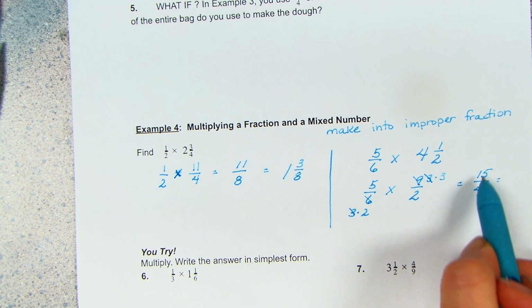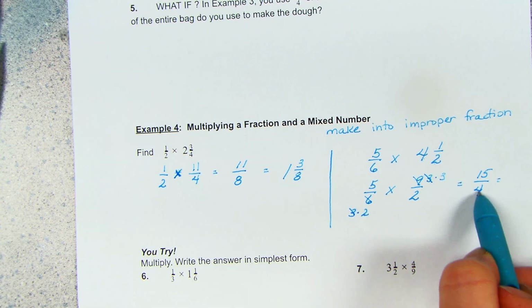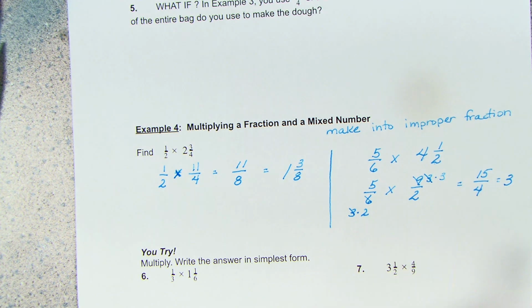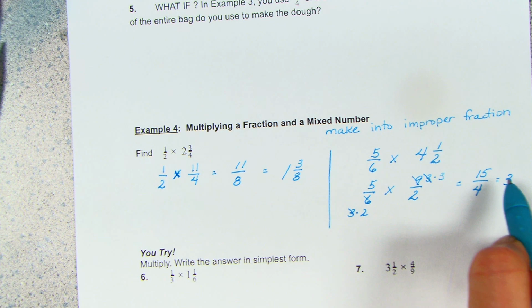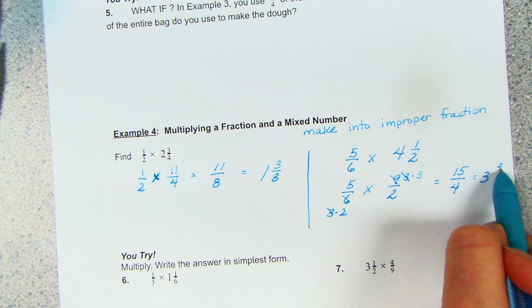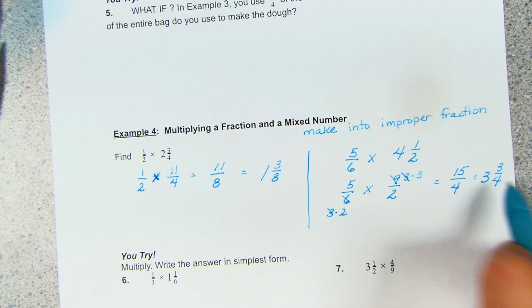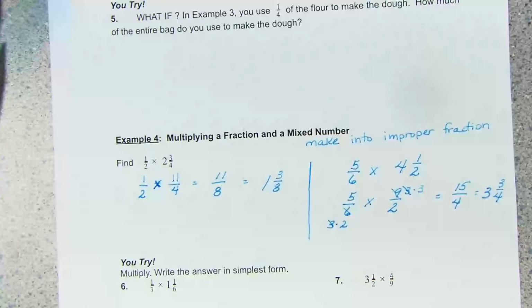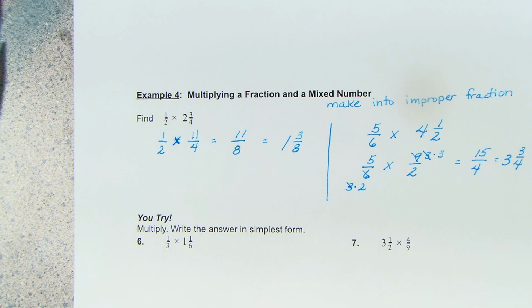But we can make this into a mixed number. Let's see. 4 will go into 15 3 times. 3 times 4 is 12, 13, 14, 15. 3 and 3/4. Okay. If we were in class, I'd say, any questions? Okay, so you have 2 tries.